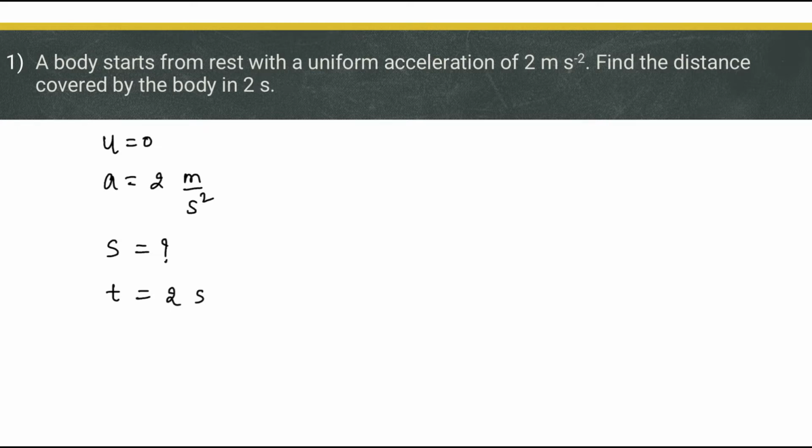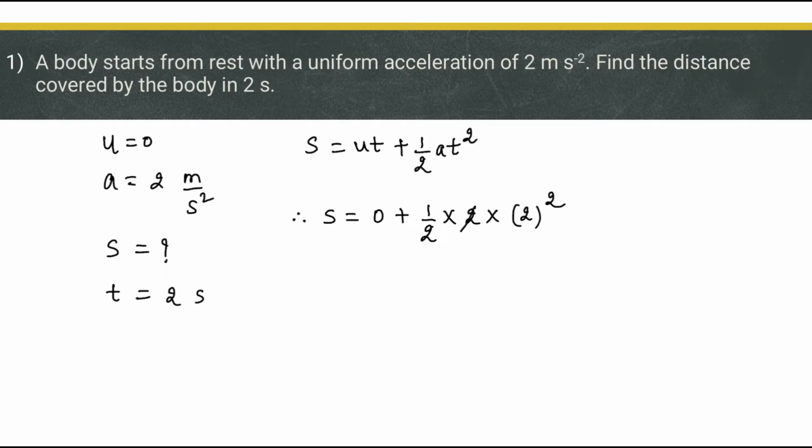So based on the information given here, we can use the formula S is equal to ut plus half at square. Remember, almost 95% numericals of motion in one dimension can be solved using this formula. So S is equal to 0 since initial velocity is 0 plus half, acceleration is 2, time is 2. So we get S is equal to 4 meter. Distance covered is 4 meter.